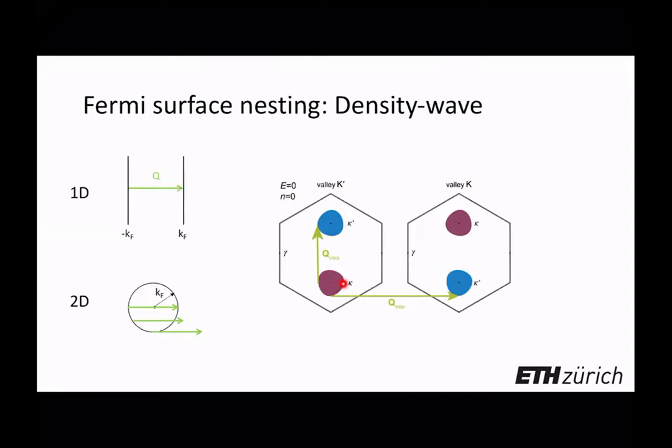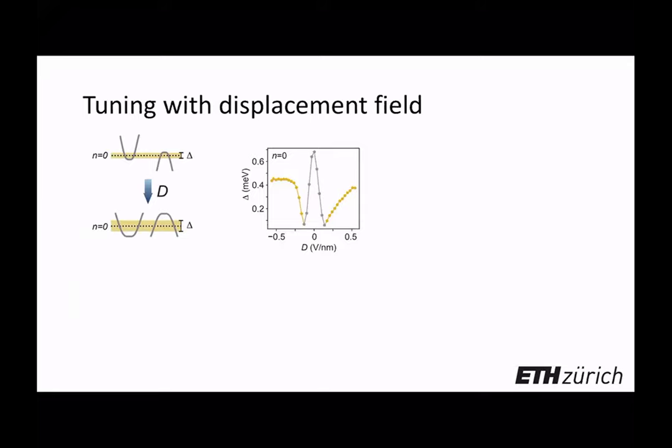Now, with our gates and also with the magnetic field, we can study this hypothesis a bit further and look at what happens. If we increase the displacement field, we just increase the overlap of the bands. And here on the right side, you see the thermally activated gap as we increase displacement field. The yellow region is the region where we have these overlapping electron and hole bands, and you see that the gap increases with increasing displacement field. This also follows from the theory.